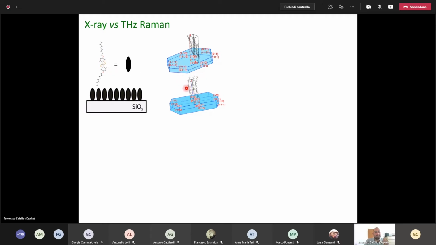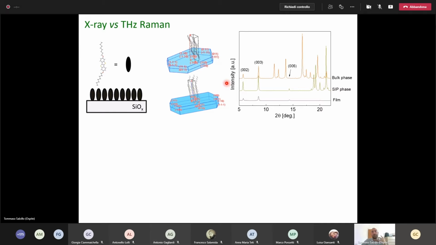So whoever is an expert in X-ray can understand already that it's quite complicated to discriminate which polymorph we have in thin film. The X-ray can have different configurations for the measurements, but for film the best configuration is the specular X-ray. With this configuration we can get just the out-of-plane diffraction peaks, and here I'm reporting the simulated XRD of the bulk phase and the simulated of the SIP phase.